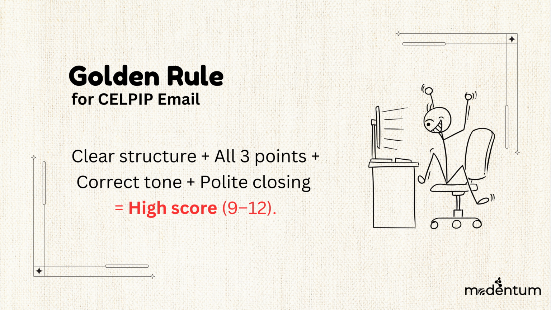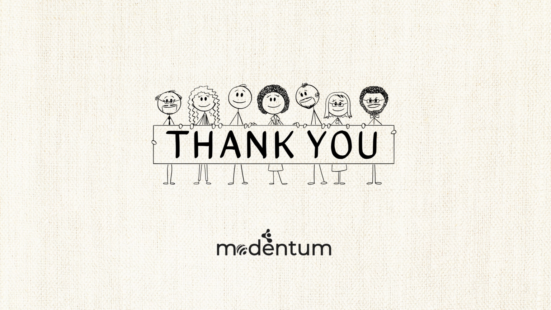Golden rule for CELPIP email writing: clear structure, plus all 3 bullet points, plus correct tone, plus polite closing, equals high band score. And that's it. These CELPIP writing tips and tricks will help you structure your email task. Stay confident and score higher.